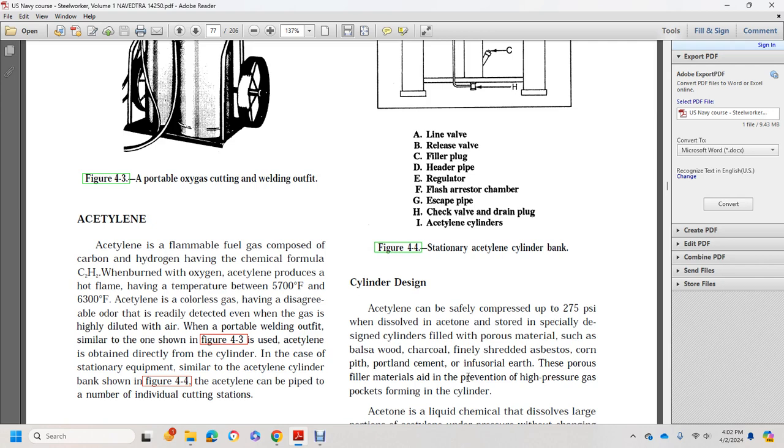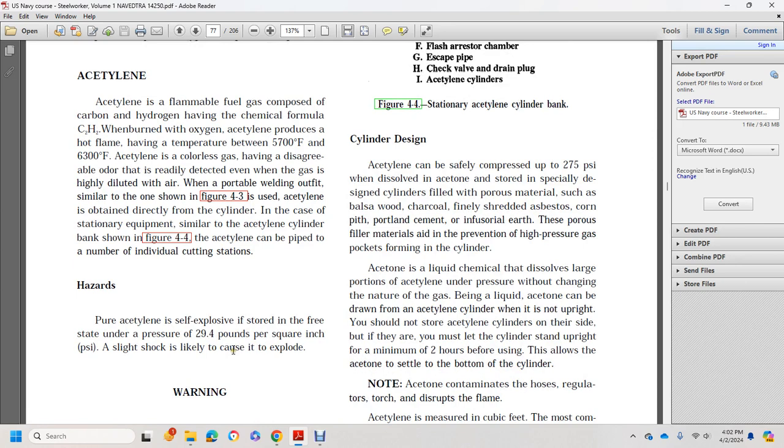Alright, acetylene is a flammable gas composed of carbon and hydrogen, having a chemical formula of C2H2. When burned, oxygen and acetylene produce a hot flame having a temperature between 5,700 and 6,300 degrees Fahrenheit. Acetylene is a colorless gas having a disagreeable odor that is readily detected even when the gas is highly diluted with air. A portable welding outfit similar to the one shown in Figure 4.3 is used with acetylene obtained directly from the cylinder. The stationary equivalent is the acetylene cylinder bank shown in Figure 4.4. The acetylene can be piped to a number of individual cutting stations.